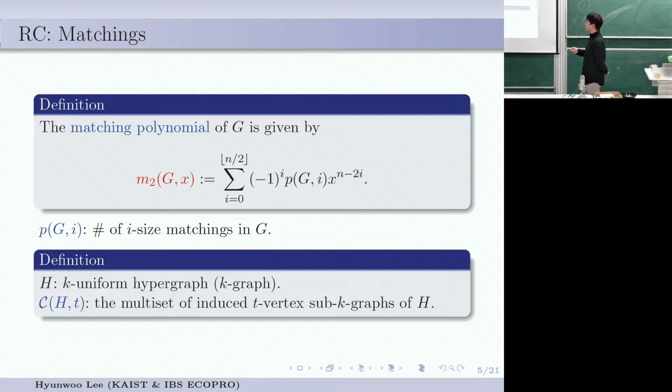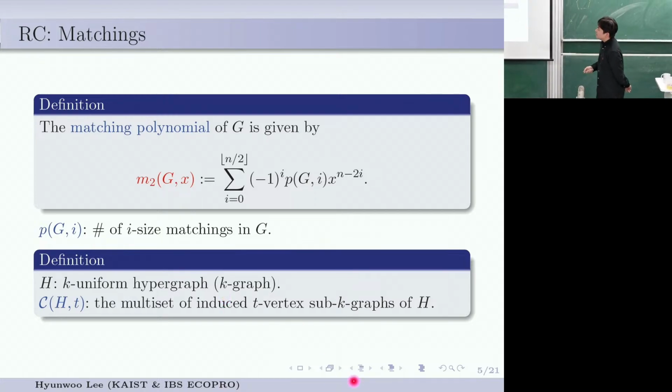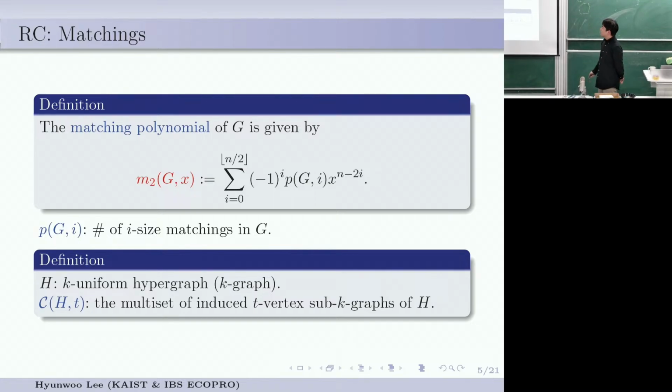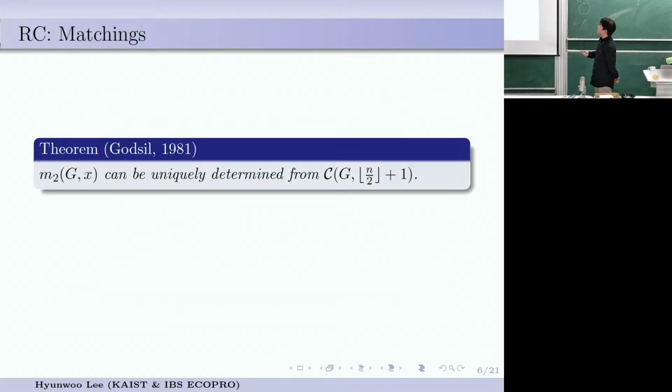Okay, so now I will give another definition, which is more like notation. Let H be a k-uniform hypergraph, and I will call it a k-graph. Let C_t(H), which is the deck, be the multiset of the induced t-vertex sub-k-graphs of H. With this definition, we can state Godsil's theorem. It says that for every n-vertex graph G, its matching polynomial can be uniquely determined from the deck of size roughly n over 2 plus 1.